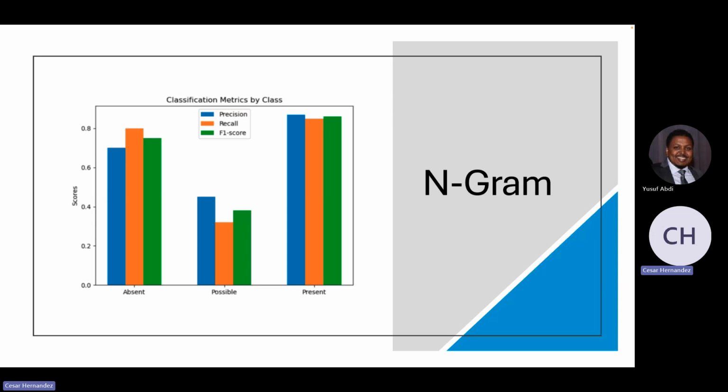With the basic ngram model, we can assist in automatically categorizing clinical text into assertion categories. As you can see here, we have absent, possible, and present. Overall, the model performed well in classifying the instance labels of present and absent with high precision, as we can see with the bar graph. But the model did struggle with accurately identifying instances labeled as possible.